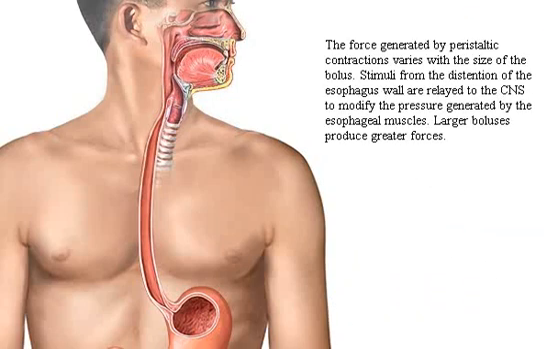The force generated by peristaltic contractions varies with the size of the bolus. Stimuli from the distension of the esophagus wall, relayed to the central nervous system, modify the pressure generated by the esophageal muscles. Larger boluses produce greater forces.